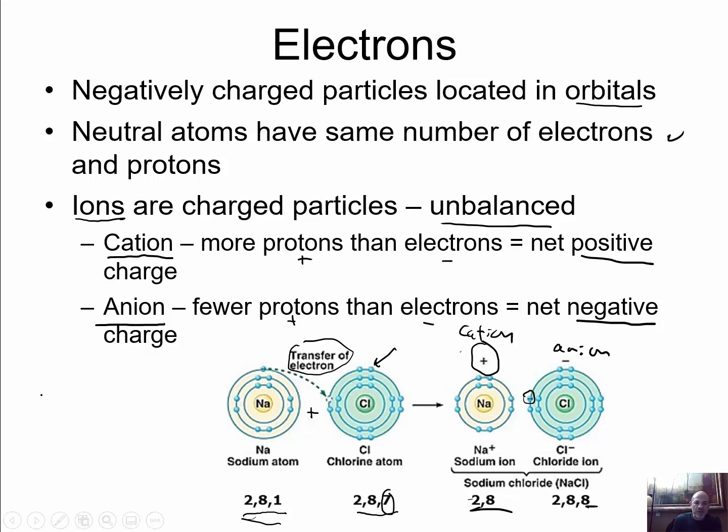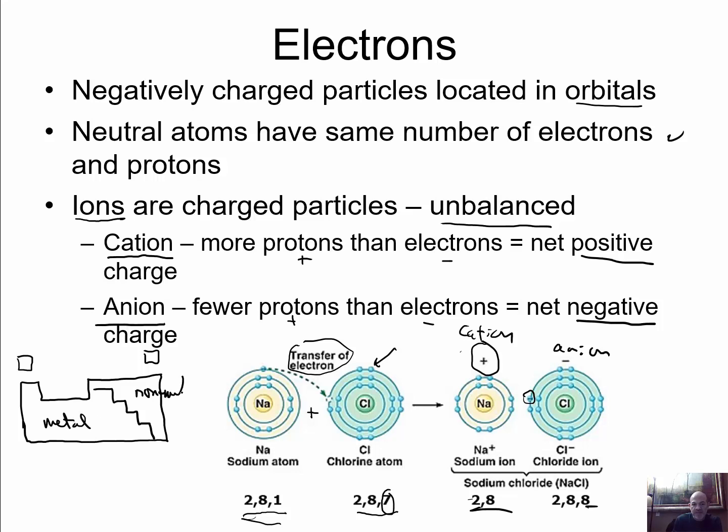Now, a quick way to predict this is if you look at the periodic table. So I'm going to draw a quick periodic table here. And if I were to draw a little line right here separating the left and the right, it looks like a staircase. Anything to the left is metals, and anything to the right is non-metals. The metals tend to lose their electrons, and the non-metals will gain electrons. Okay, so when we talk about losing and gaining, it's the metals that lose.